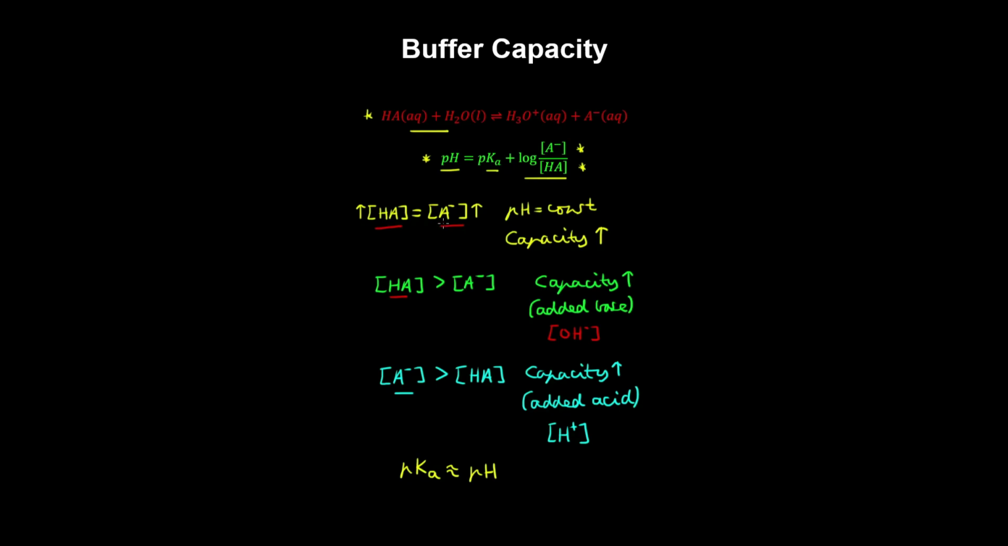And generally you can't create a buffer from a strong acid and its conjugate base. So for example, hydrochloric acid, because the conjugate base, being the chlorine anion, is too weak to accept any protons to neutralize them. And we can apply the same logic to why we can't create a buffer from a strong base and its conjugate acid.